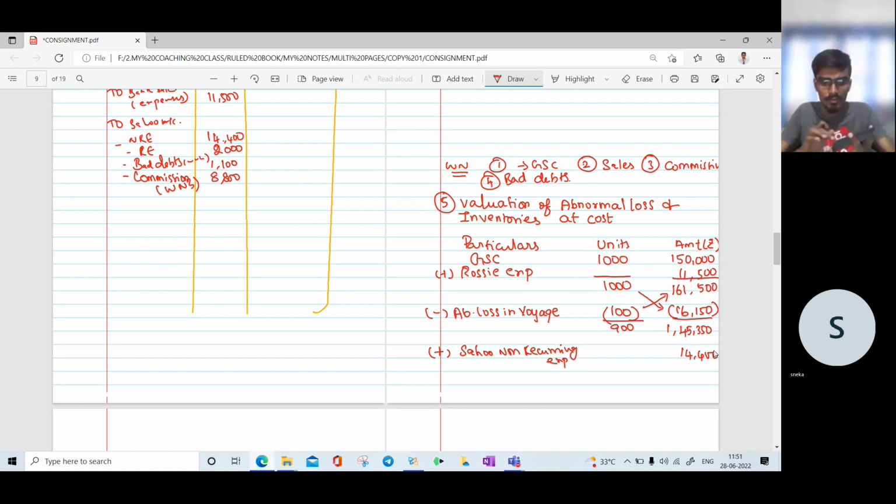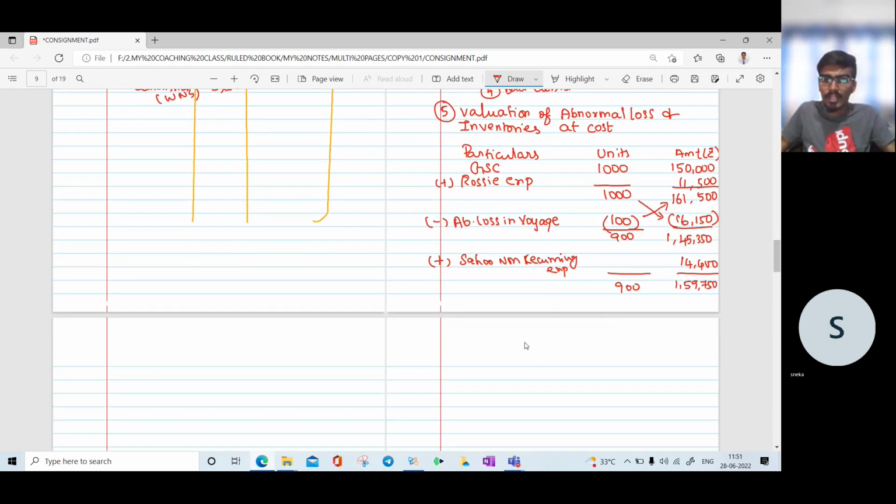1,45,350 plus 14,400. You will end up with 1,59,750. Then we have nothing, right? We move directly on to sales. How many units have been sold? 800 now. We have to deduct. We have gone up with 100 units.